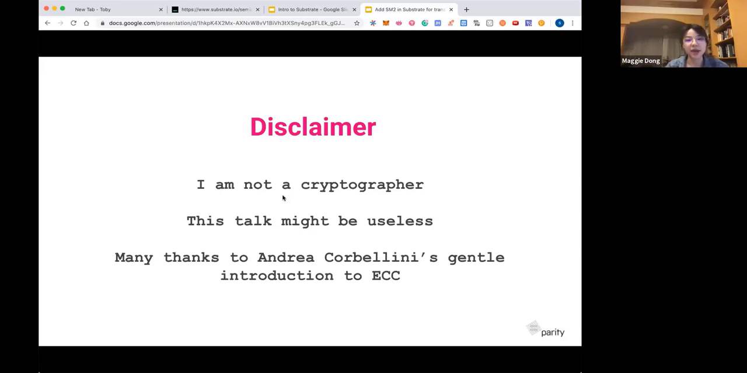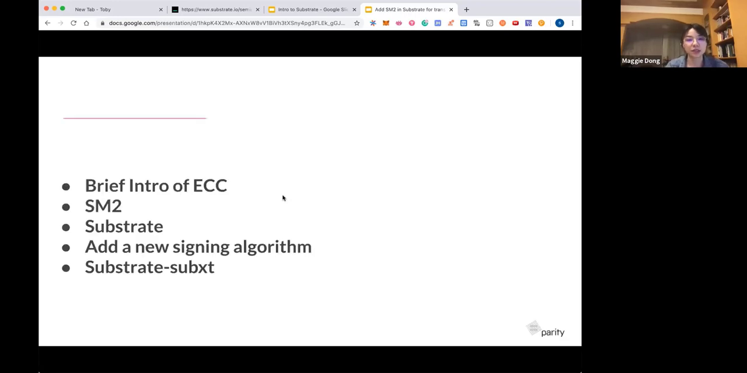And basically, I started with all the elliptic curve things through a few articles, and here I'm going to say many thanks to Andrew Copin for his gentle introduction to elliptic curves. So today we're going to talk about a brief introduction to elliptic curve cryptosystems, what SM2 is, and Substrate, which I suppose you're all familiar with, and how to add a new signing algorithm in Substrate. And last, we're going to use Substrate's subxt to test that the whole thing works.